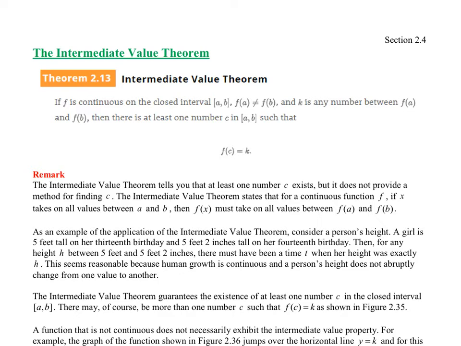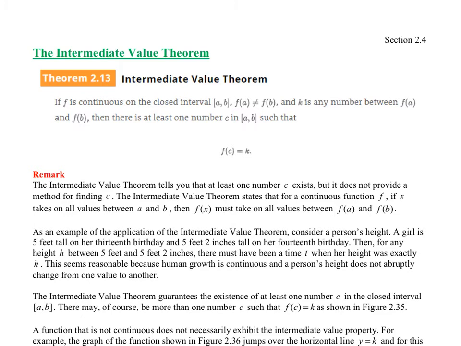It says, as an example of the application of the intermediate value theorem, consider a person's height. A girl is 5 feet tall on her 13th birthday and 5 feet 2 inches tall on her 14th birthday. Then for any height h between 5 feet and 5 feet 2 inches, there must have been a time t where the height was exactly h. So pick any height between 5 foot and 5 foot 2 inches, for instance, 5 foot and a half inch. There's some point in time between her 13th and 14th birthday where she was that exact height. There has to be a point in time when it occurred.